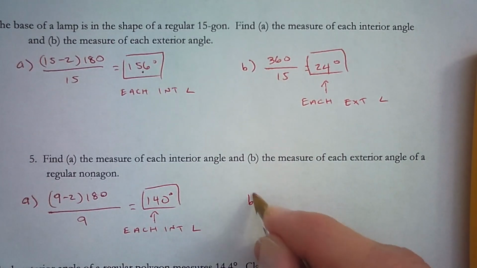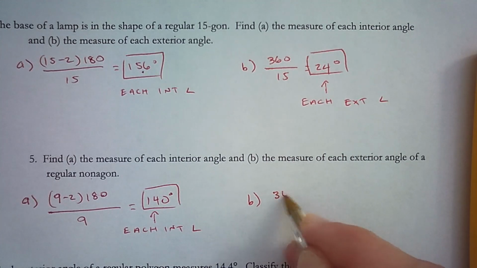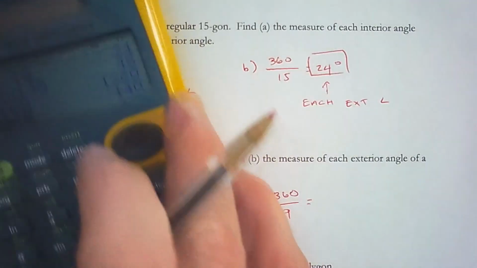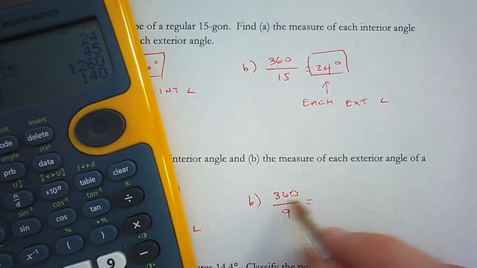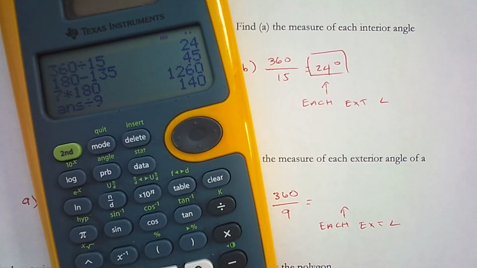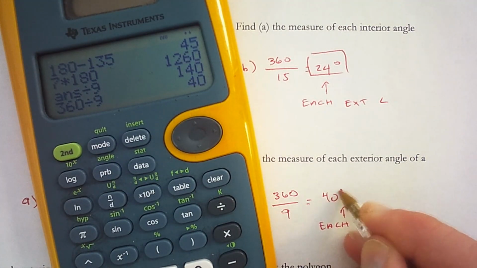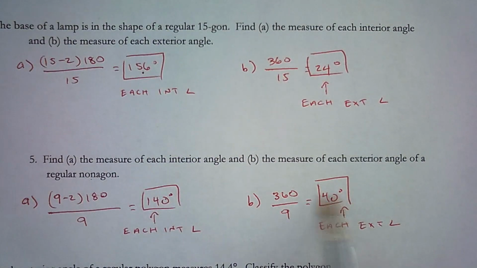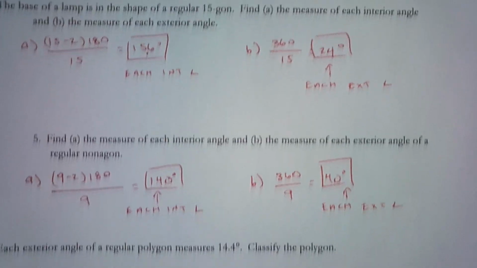Okay, then for the exterior angles, to find each one, I do 360 total, divided by 9. So they share those 360 degrees equally. That will give me each exterior angle. Okay, so 360 divided by 9 is 40 degrees each. And please notice, those are supplementary angles. They add up to 180 just like they should.